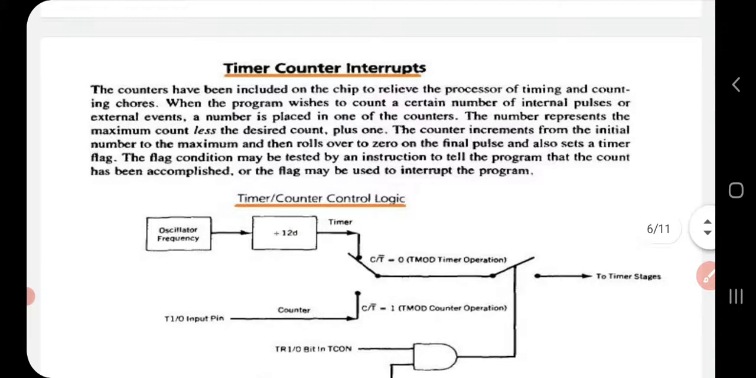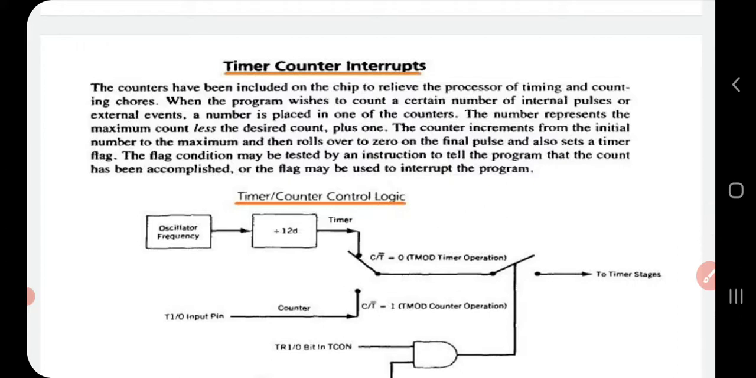We know counters are included on the chip just to relieve the processor from the timing and counting action, as we already said. Now when the program wishes to count a certain number of internal pulses or external events, a number will be placed in one of the counters. The number represents the maximum count less the desired count plus 1. So the counter increments from the initial number to the maximum, and then it moves to 0 on the final pulse, and finally it sets the timer flag.